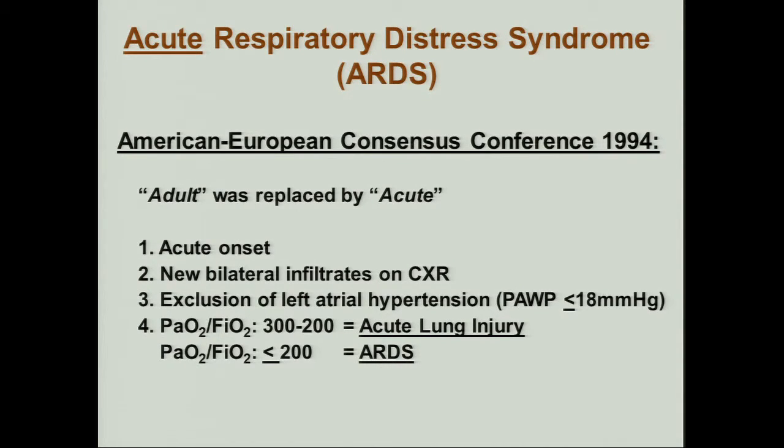So all of you here remember that for ARDS, you have to have acute onset of disease. You have to have new bilateral infiltrates on chest X-ray. You have to make sure that the changes on chest X-ray are not caused by heart failure. So back in 1994, the way to do that, you had to have a normal left atrial pressure or wedge pressure. And then you had to define the degree of hypoxemia, which at the time we defined with the PaO2 to FiO2 ratio. So the milder form of ARDS with a PF ratio of 300 to 200 was called acute lung injury, and the more severe form with a PF ratio of less than 200 was called ARDS.